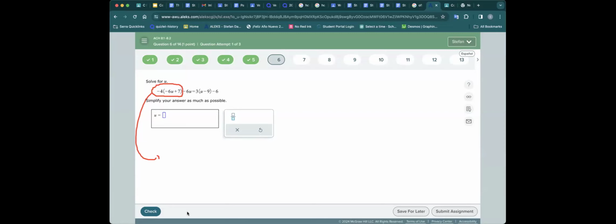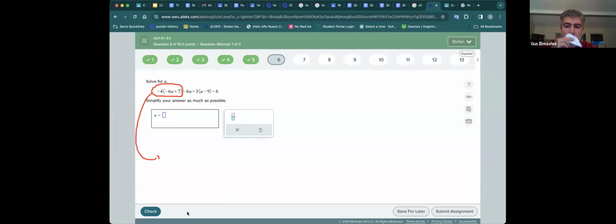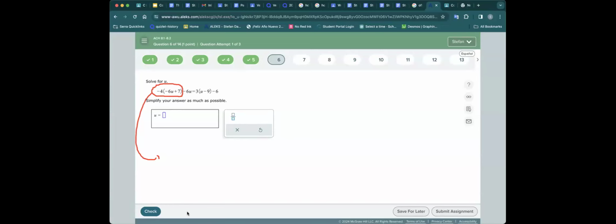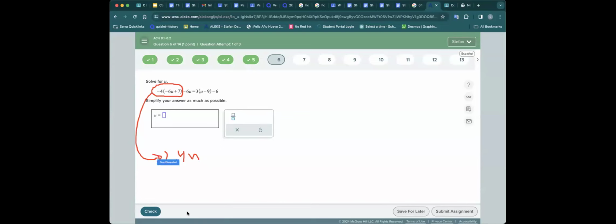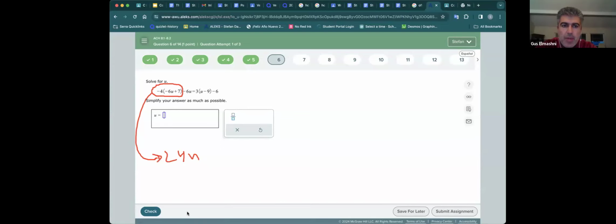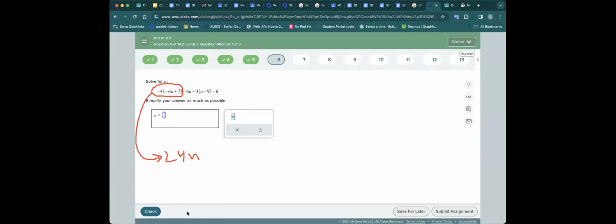So you distribute the -4 in. Right. So what does that become? Negative 20, positive 24u. Good. Keep going. Yeah, negative 28. Good. And then you have negative 6u still.